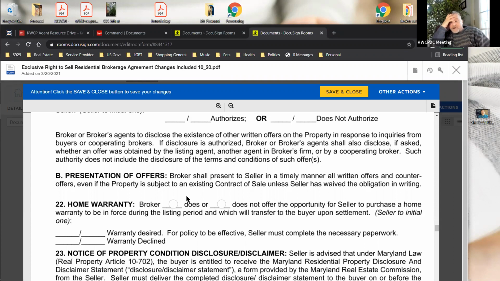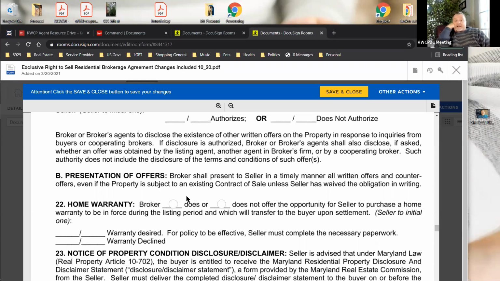Presentation of offers. Brokers shall present to the seller in a timely manner all written offers and counter offers, even if the property is subject to an existing contract of sale, unless the seller has waived the obligation in writing. So the words "timely manner" are not clearly defined. It's a very subjective phrase. Some agents take that to mean maybe a week, maybe a few days, and some people determine it to be immediately.